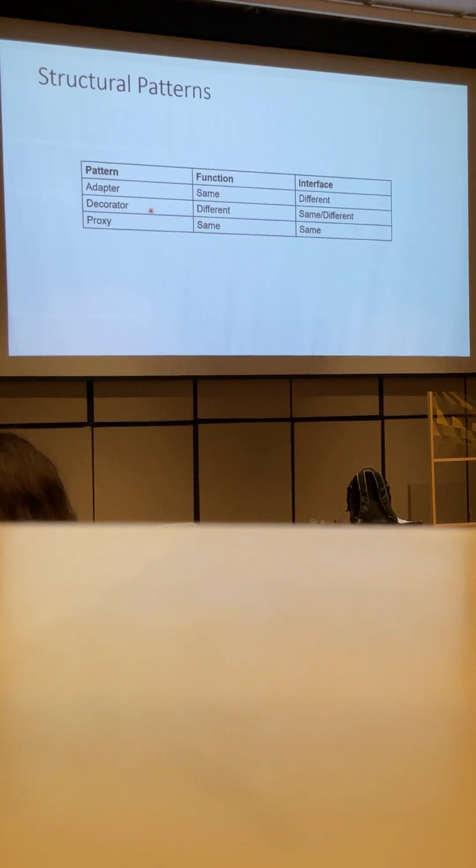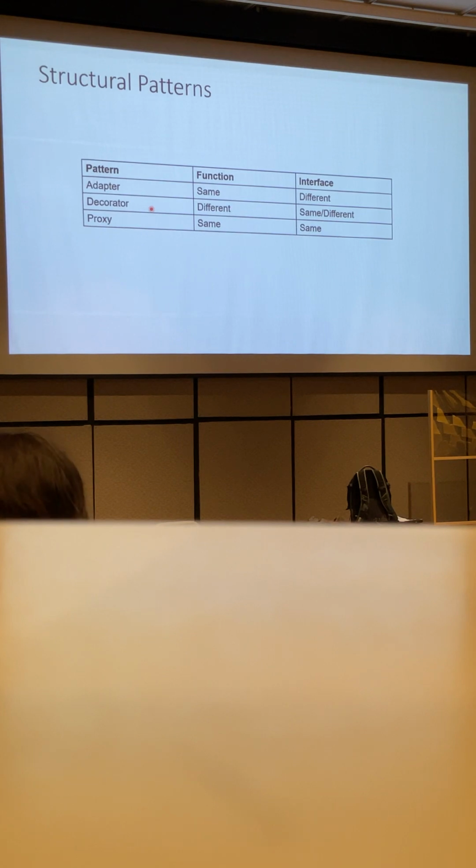We have seen an example of this design pattern already. So with the decorator, functionality has to be different, right? So we have to decorate it, right? We have to add something, right? We have to add borders or underlining or bold to our glyphs, right? So we have to add functionality for this to be a decorator. And the interface can be the same or it can be changed.